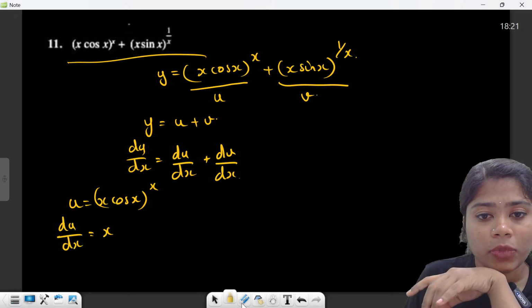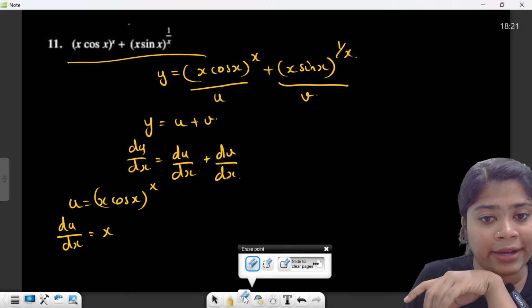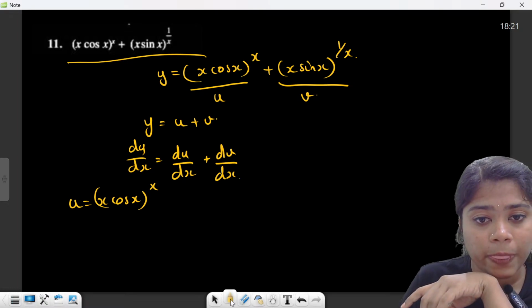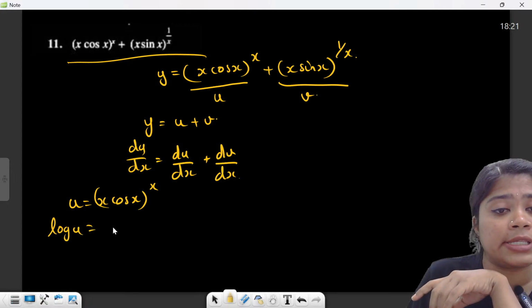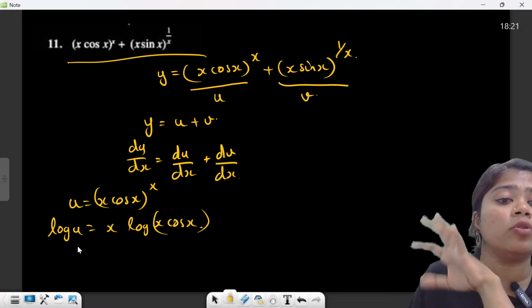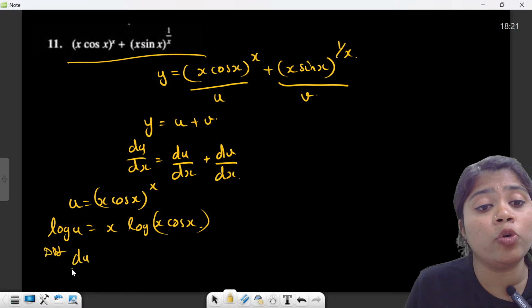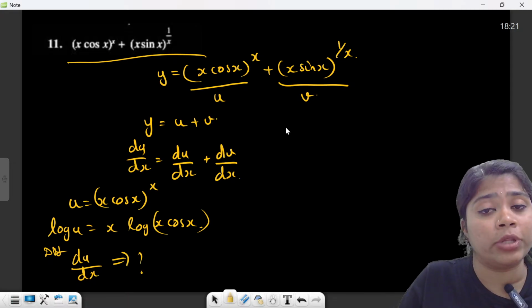Before that, I am not going to write directly. So I will tell you the steps. So anyway, we will be taking log on both sides. log u is equal to x into log of x cos x. So try to differentiate this. Try to find du by dx. Similarly, here also you want to do the same.